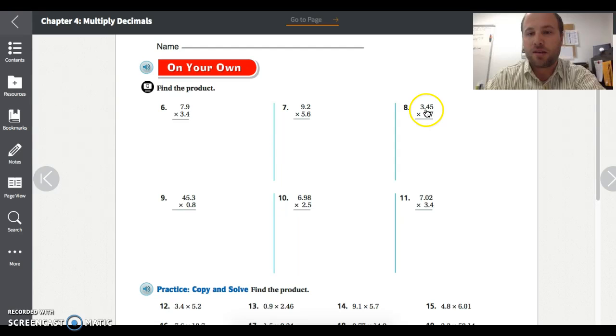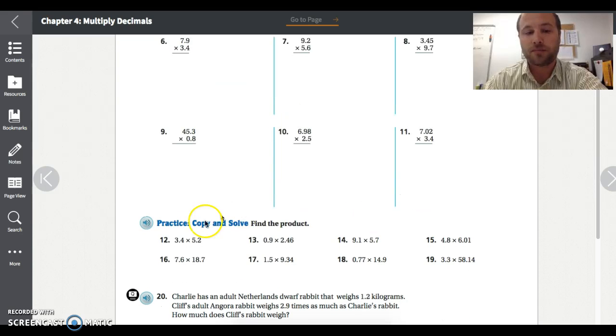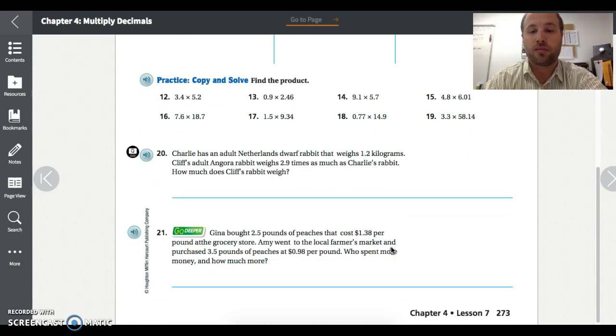If you notice, they mess with you a little bit. There's 2 hops here, 1 hop here, a total of 3. So you really got to watch your hops. That's why I want to see your hops on this page, so that I can go, hey, why do you have 3 hops here but only 2 hops in your answer? It's important. You can check your work that way. 12, 13, 14, 15, 16, 17, 18, and 19 probably need to be done on a separate sheet of paper. So make sure you get lined paper, or if you like graph paper, you can do that. And then your 2 word problems.